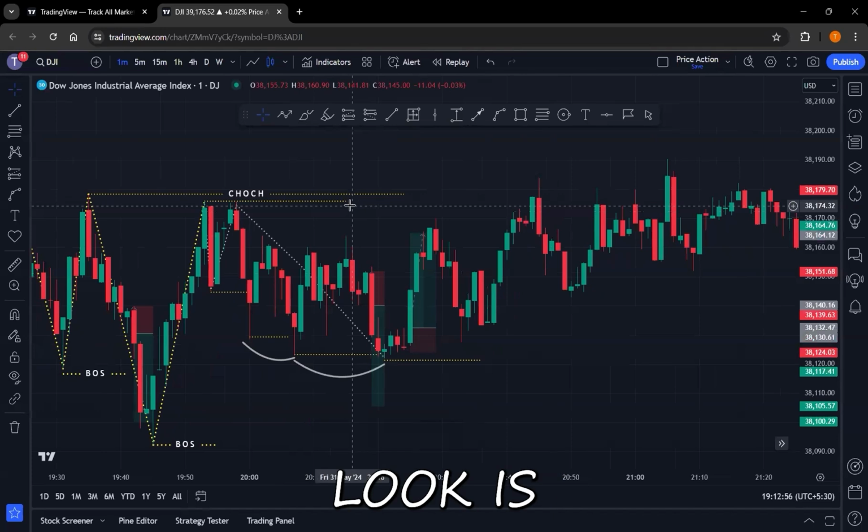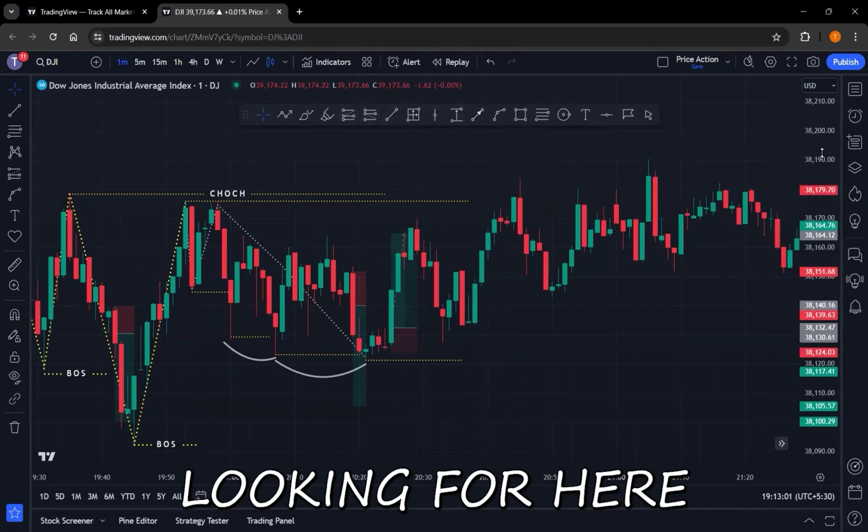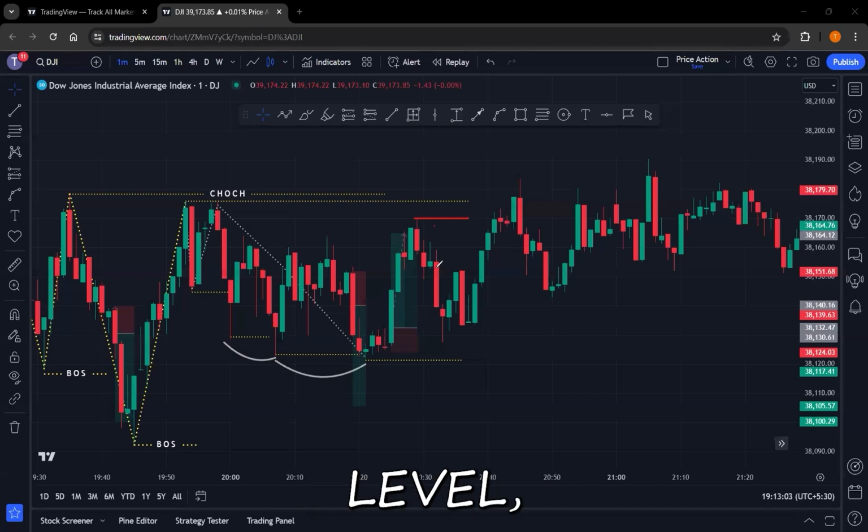Now from here, what we have to look is we are still in the downside direction only, and what we are looking for here is that the price created another resistance from this level, and we are looking for a downside direction only, and that is what had happened over here.